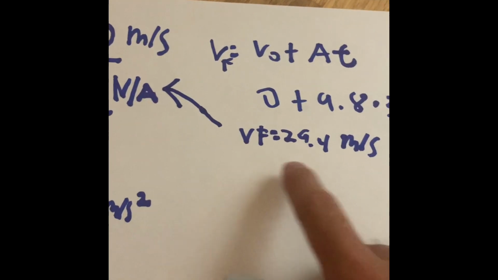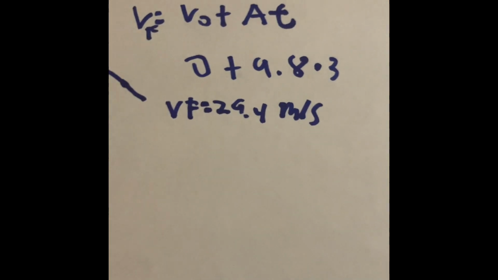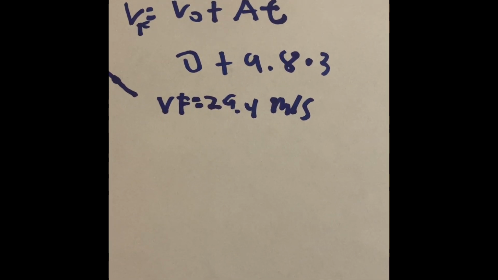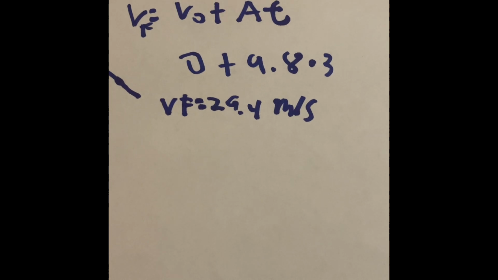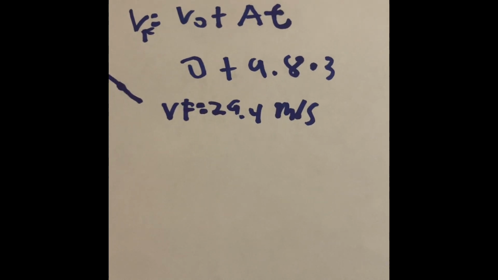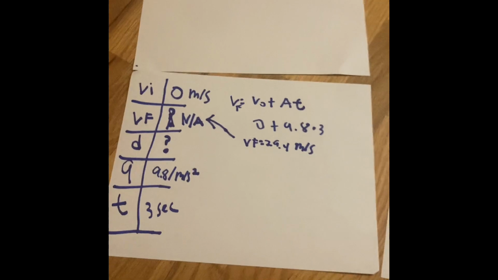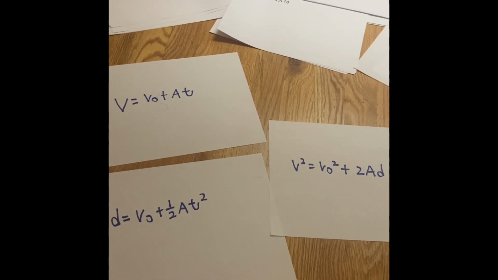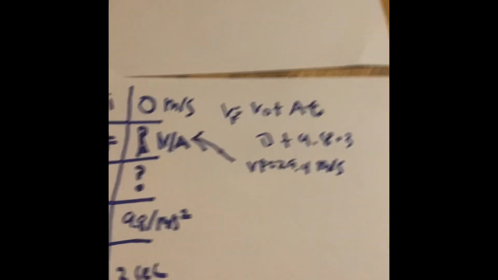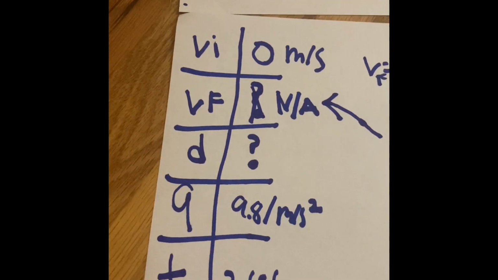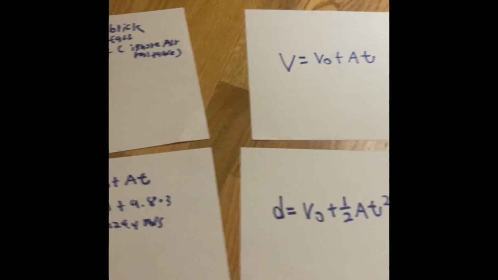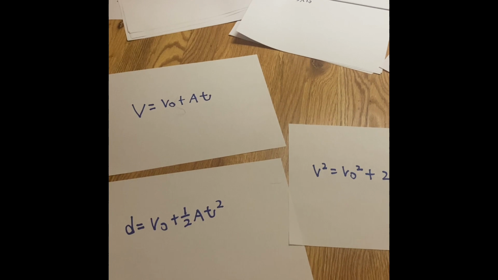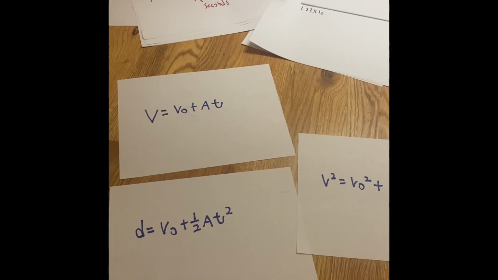So we know that the brick was falling at a speed of 29.4 meters per second once it fell 3 seconds. But we're trying to find how far it fell, not how fast it fell. So what we have to do is now find another one of these equations or formulas. So now we're trying to find what D represents. Here is an awesome strategy for how I like to choose my formulas. Notice that we are trying to find D.